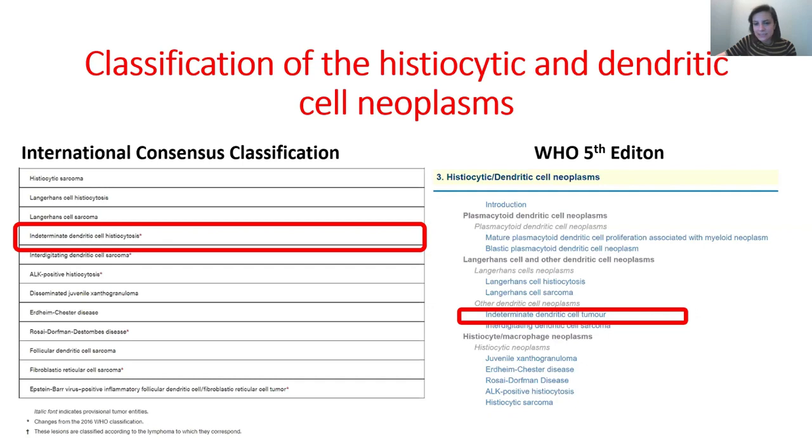But some diseases or some cases do not have such a characteristic phenotype. Instead, they are distinct clinicopathologic entities. For example, Erdheim-Chester disease can be a good example. It really has a characteristic tissue distribution, characteristic clinical and radiological features. Therefore, some diseases were named based on clinicopathologic presentation. This is the list of histiocytic neoplasms from ICC and WHO. For today's talk, we will focus on indeterminate dendritic cell histiocytosis moving forward.